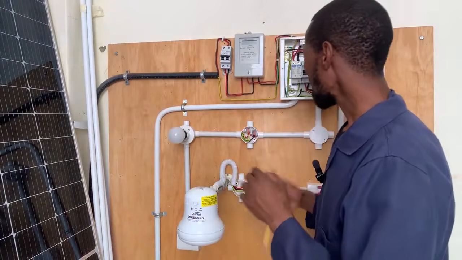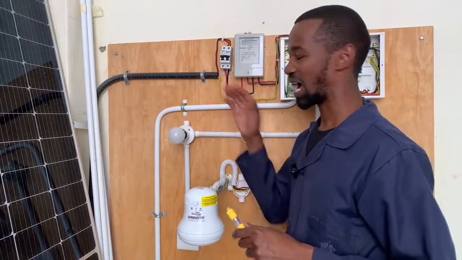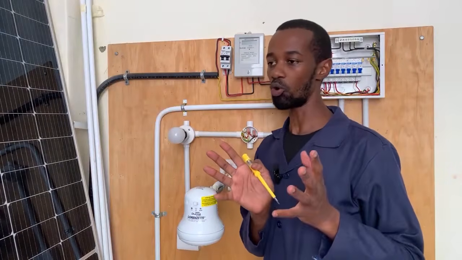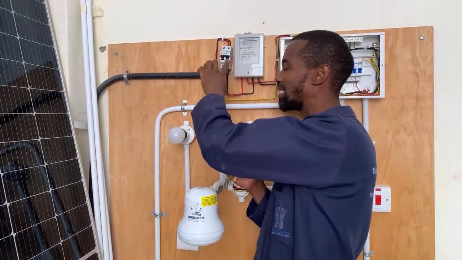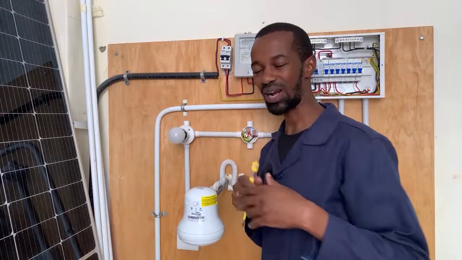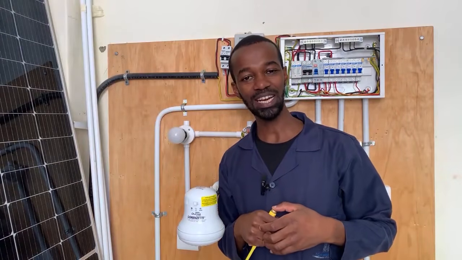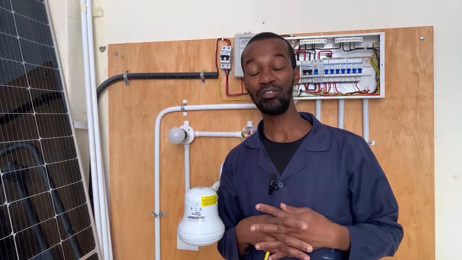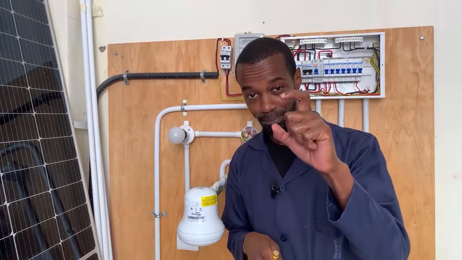Now, at this point, let's start here. At the meter box or the meter board, you have an MCCB. What does an MCCB stand for in full? What is the difference between an MCB and an MCCB?